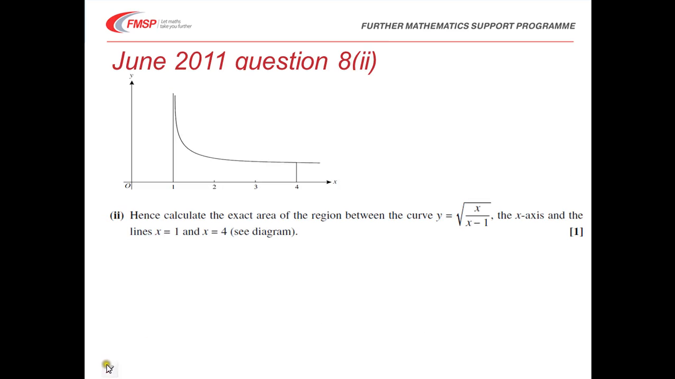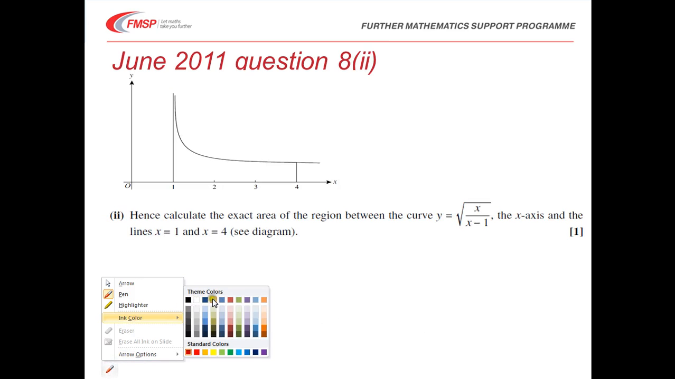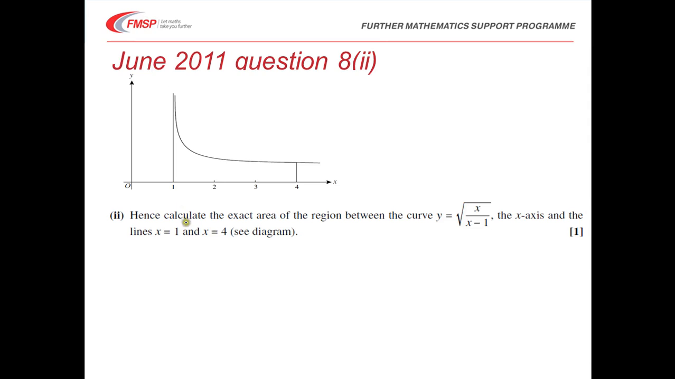So let's now have a look at the second part and see what we have to do here. It says, hence calculate the exact area of the region between the curve, the x-axis, and the line x equals 1 and x equals 4. So that area is going to be equal to the integral between 1 and 4 of x over root x minus 1.